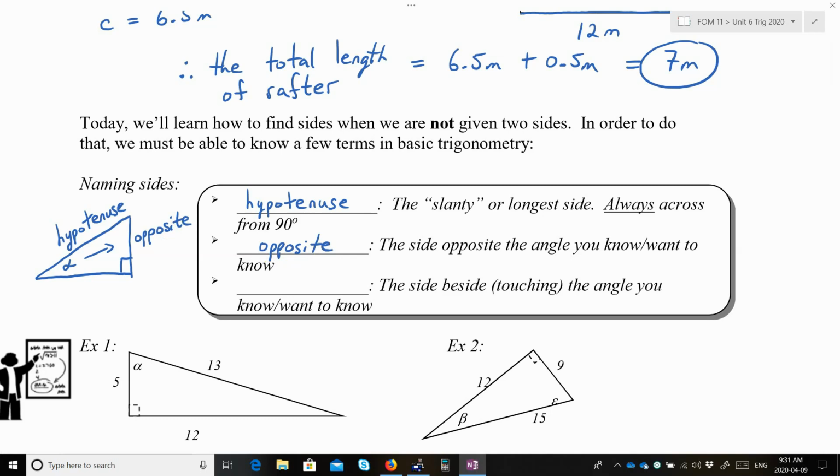And the side beside or touching the angle you know or want to know, a fancy word for beside is adjacent, and so this side here is called the adjacent side because it's beside our angle.